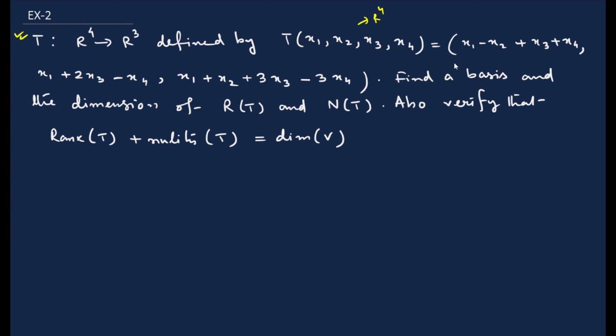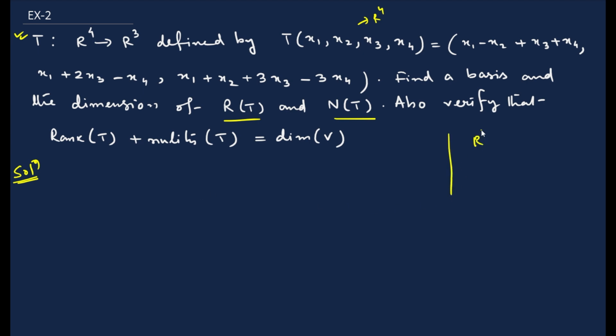Okay, it looks a little bit big, but the problems are very simple, don't worry. Find a basis and dimension of R(T) and N(T). So we have to find both the basis as well as the dimension. And also verify the Sylvester's theorem, which is rank of T plus nullity of T is equal to dimension of V. So try to understand this problem. I'll go very slow so that you can all understand. But before starting the problem, you remember one thing.